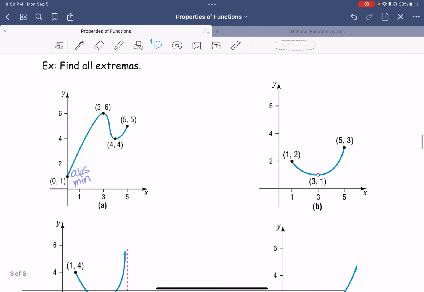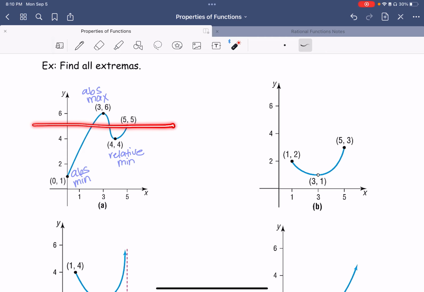Okay. 3, 6. So if you draw the horizontal line, there's nothing above it. So this will be the absolute maximum. Okay. 4, 4 has to be the relative minimum because we already have an absolute minimum, and you can have both. Okay. And then 5, 5, notice that it is neither the highest, it is neither the lowest. So it would be local, but local extrema cannot be extrema. So this one would be nothing.